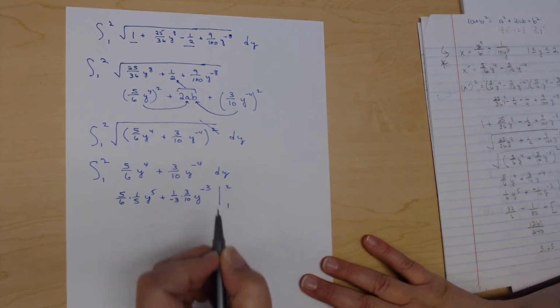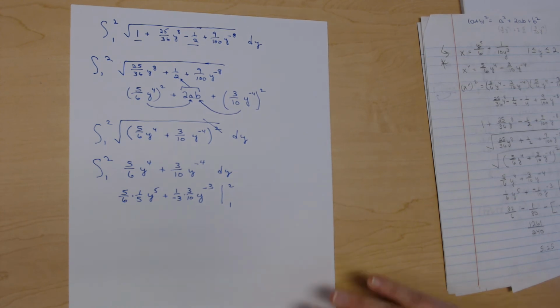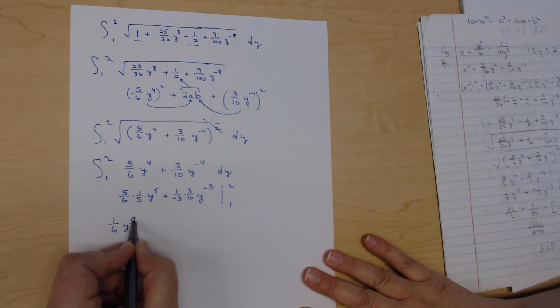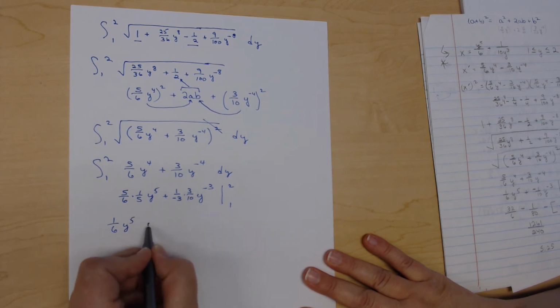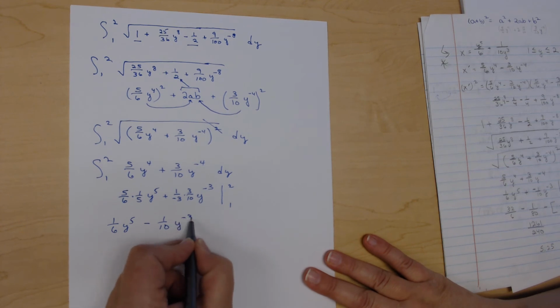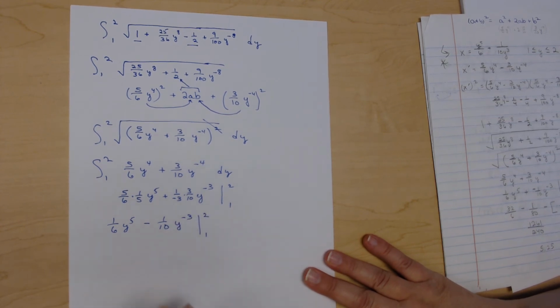We're going from 1 to 2. We don't have to do any u substitution, so that's kind of nice. Let's clean this up a little bit. We got 1/6 y to the 5th, and here the 3's cancel, so we got minus 1/10 y to the negative 3, and then we're going from 1 to 2.